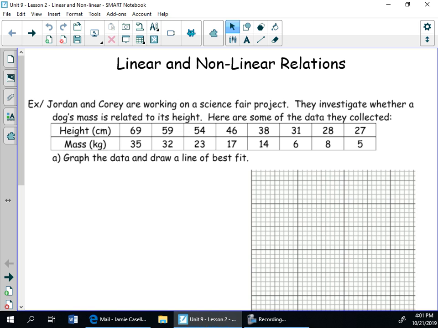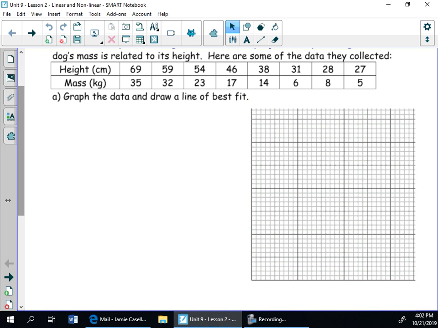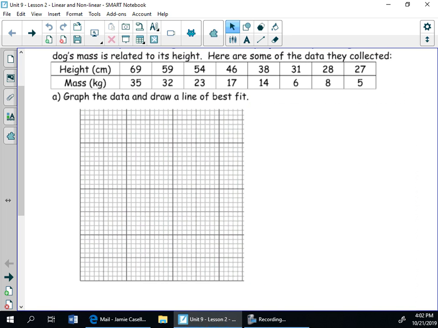Here we've got Jordan and Corey working on a science fair project. They're investigating whether a dog's mass is related to its height. Here's some of the data they've collected. So, what are we starting with? Graph the data, draw a line of best fit.